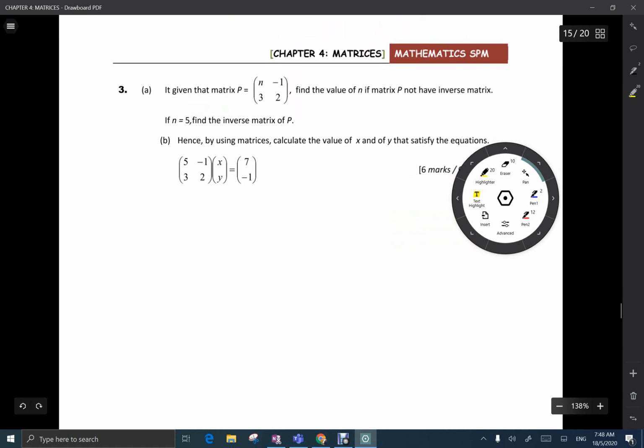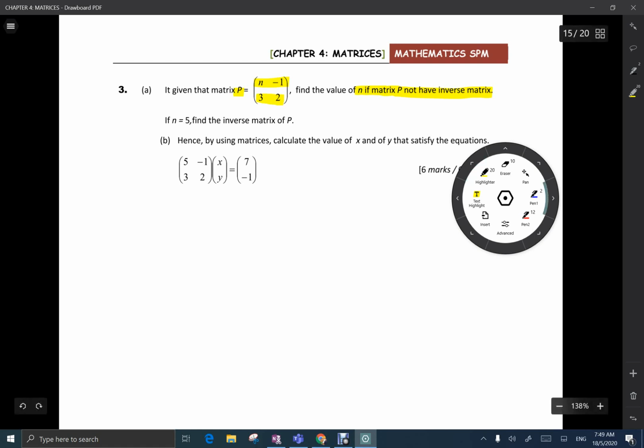Okay, now, number 3. It's given that matrix P is negative 1, 3, 2. It says find n if P does not have an inverse matrix. Okay, this one we also did in the last lesson. How to find n if it says P has no inverse matrix? If a matrix has an inverse, it must have 1 over AD minus BC, right? But this time it says no inverse. So, how to find n?